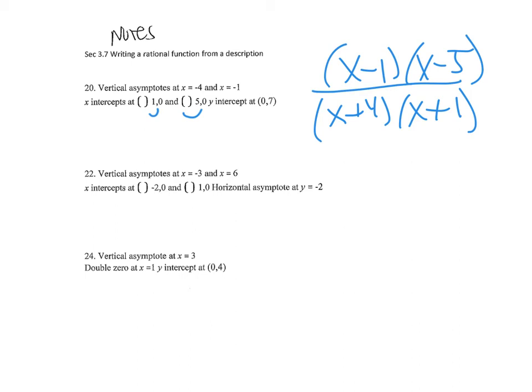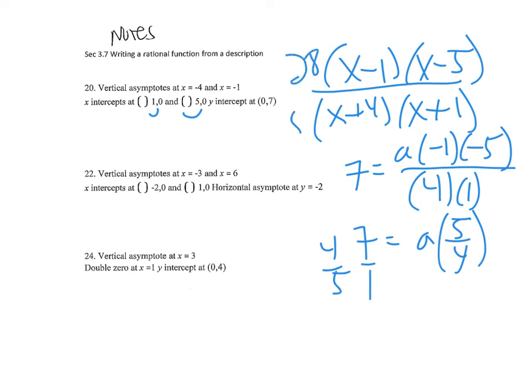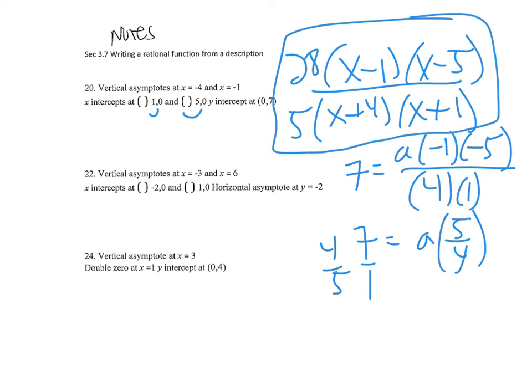So if 7 equals some number a times -1... Is it all right if I don't drop in 0 and just write -1 and -5? What I'm doing is I'm replacing the x with 0, right? And the same thing on the bottom. So I see 7 equals a times 5 over 4. And then I divide by 5 over 4, which is the same as multiplying by 4 over 5. That's over 1. So it's going to be 28 over 5. And if you threw that into Desmos, that would match that requirement.